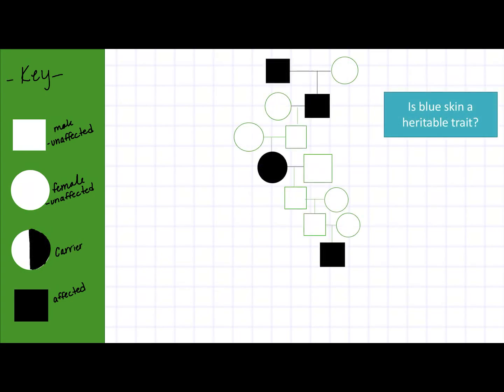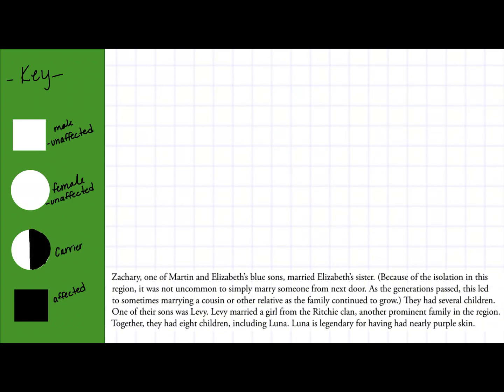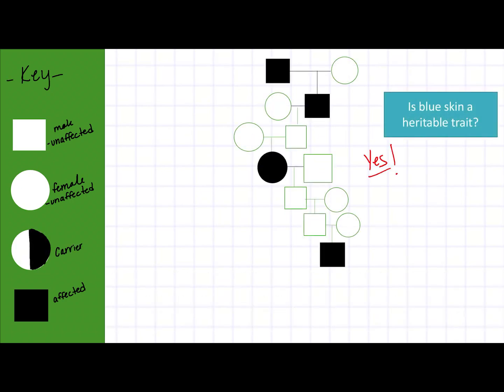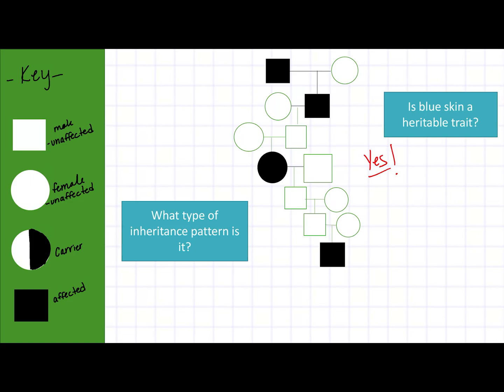So this then gives us the question, is blue skin a heritable trait? Can we say it's a heritable trait? Yes. It's moving through the generations. But what type of inheritance pattern is it? So we've got some key information we need to key in here. So we know that these people were related. These people are related.